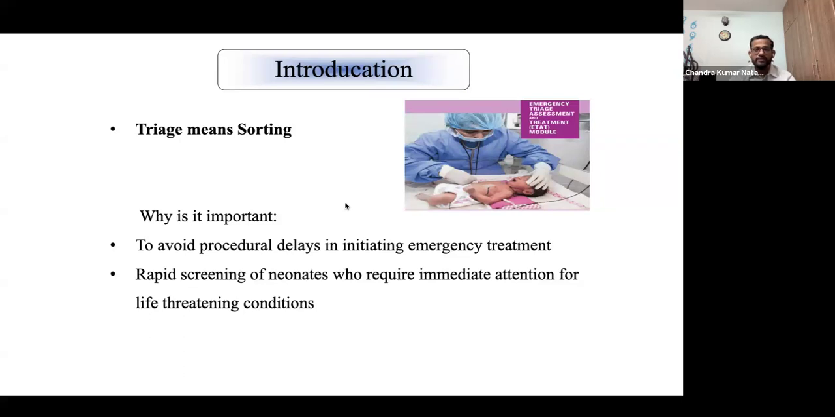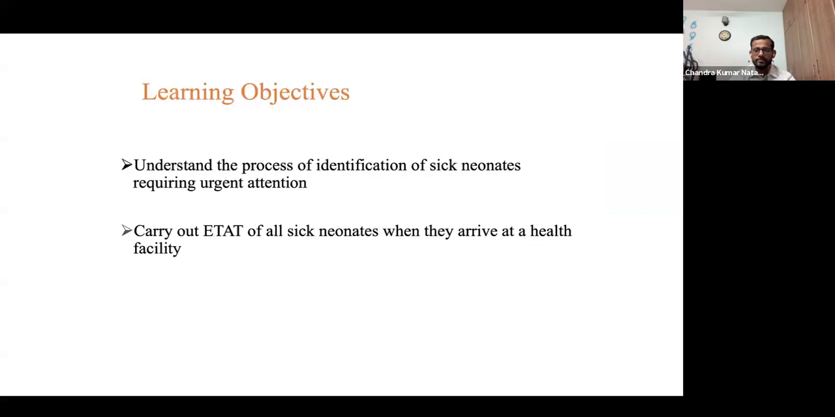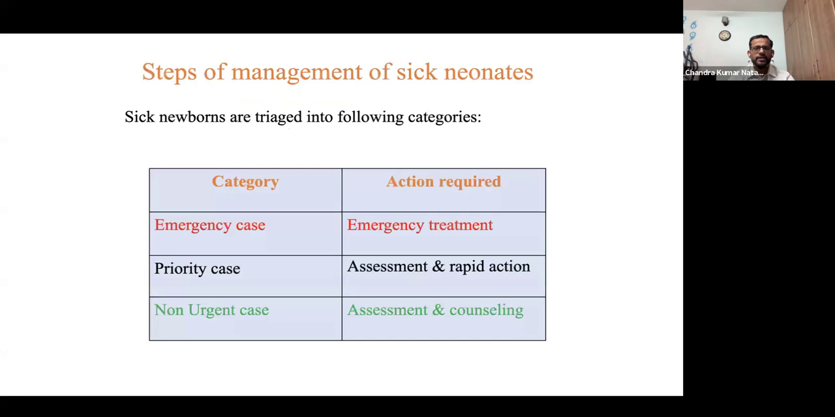So we have to classify which babies will require immediate treatment, which baby you can give some time and then start treatment, and which cases are non-urgent so that you can ask them to come later in OPD or for consultation. The objectives here would be to understand the process of identification of sick neonates requiring urgent attention and carry out emergency triage, assessment and treatment of all sick neonates when they arrive at a health facility.